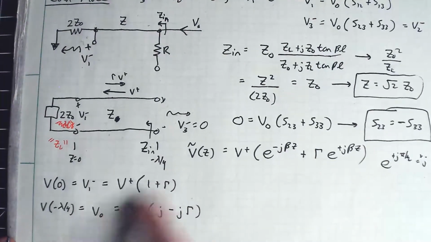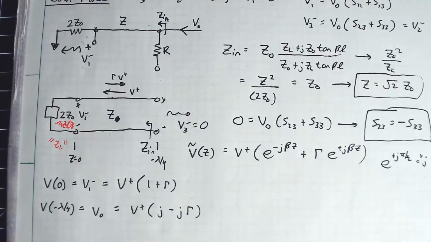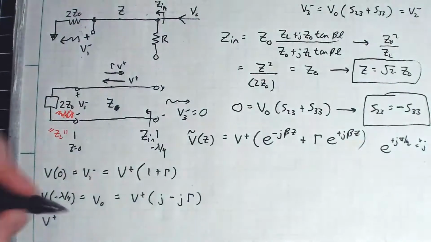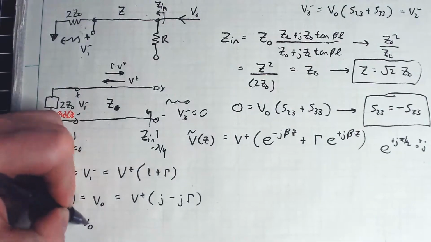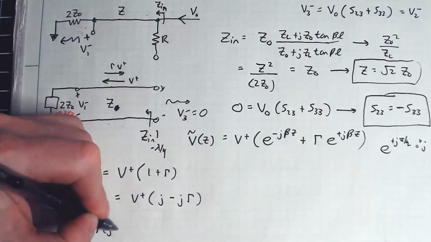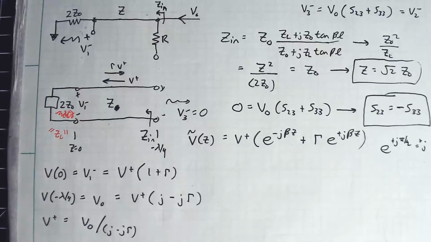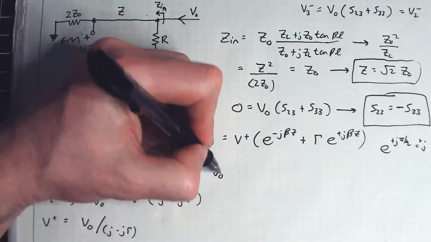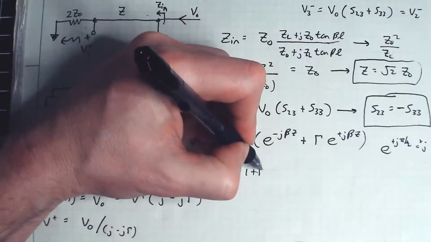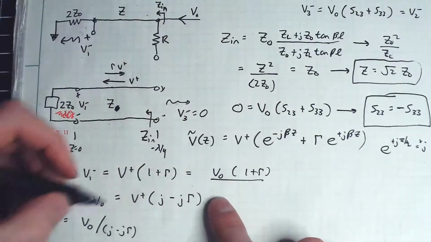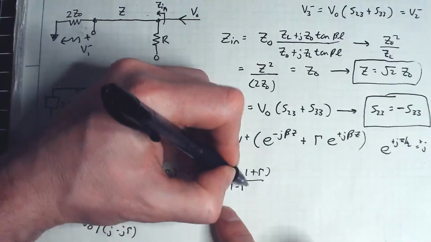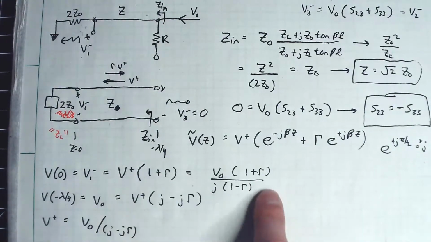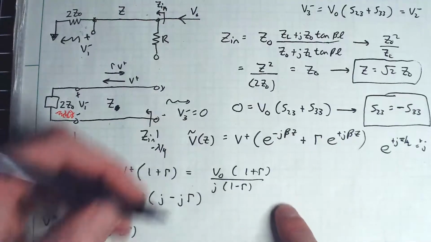Okay, so now I have two equations. What we find is the forward propagating wave V plus is simply V naught divided by j minus j gamma. Then I'm going to plug that back into here. So I find V naught times 1 plus gamma divided by j times 1 minus gamma. So that is my voltage that will be leaving out. And all I need to know now is gamma.